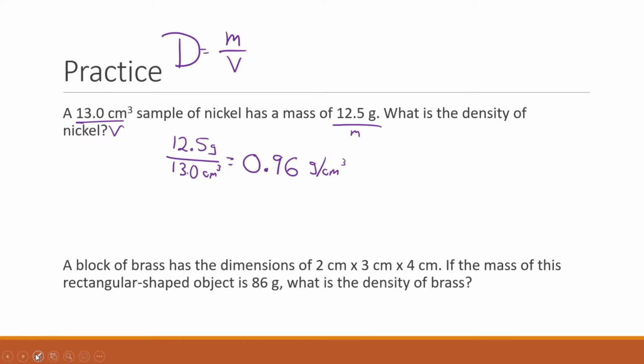For our second, we are again given a length, a width, and a height, which we're going to use to find volume. And we're given a mass of 86. And so when we plug in, we're going to take 86 grams divided by 2 times 3 times 4, which is 24 centimeters cubed. And that's going to give us a density of 3.583 grams per centimeter cubed as our density value.